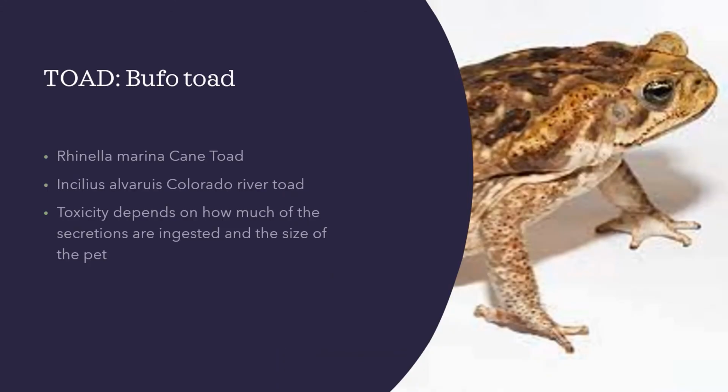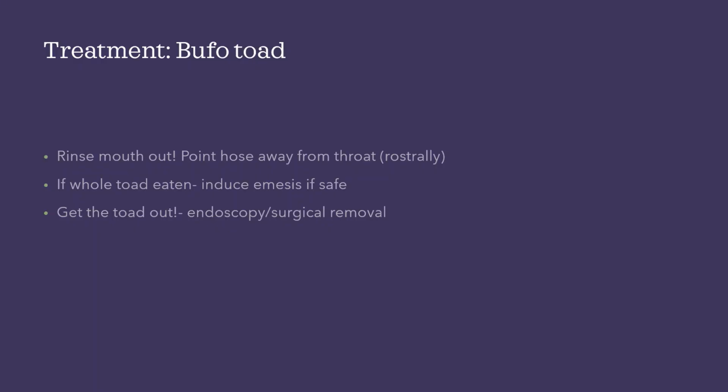Another thing that contains cardiac glycosides that's not a plant is the Bufo toad. The toxicity depends on how much of the secretions are ingested by the patient and the size of the patient. For treatment, you want to rinse the mouth out, pointing the hose away from the throat so that they're not swallowing the water containing secretions from the toad. If the whole toad is eaten, you're going to have to induce emesis if it's safe, or remove it with endoscopy or surgery.